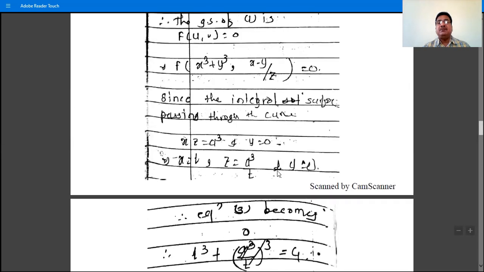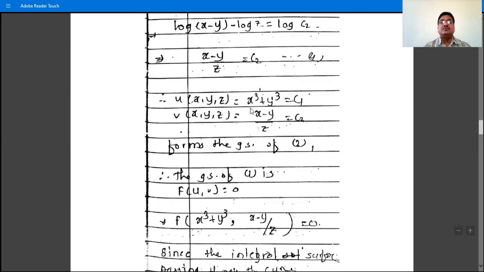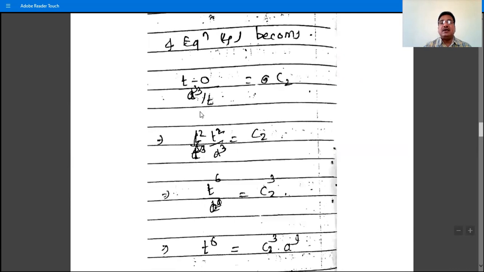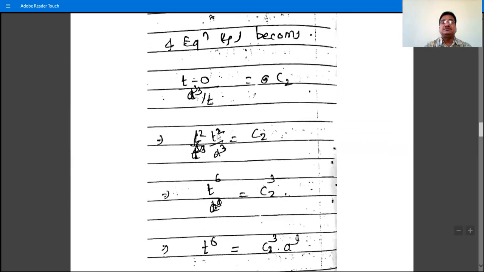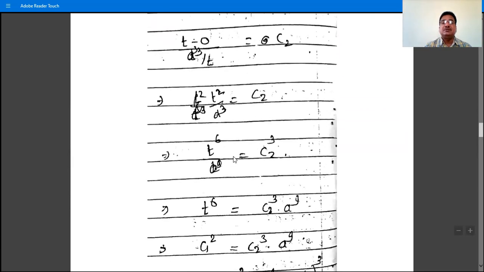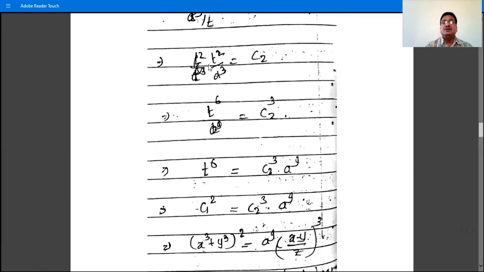And equation number 4 is x minus y by z is equal to C2. So x is t, y is 0, divided by z, which is a cube by t, is equal to C2. So it is t square by a cube is equal to C2. That is, take third power of both sides. So t raised to 6 by a raised to 9 is equal to C2 cube.